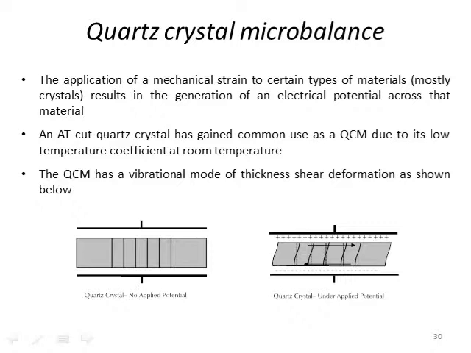Now, if you apply a potential to this system, the vibrational mode will be this thickness shear mode. So instead of having, let's say, a Z type of deflection like we would have with a jump rope or a rope, in this case, the displacements are going to be in the XY direction, the shear deformation mode. So the crystal planes in the X direction are moving back and forth with the frequency of the applied voltage.